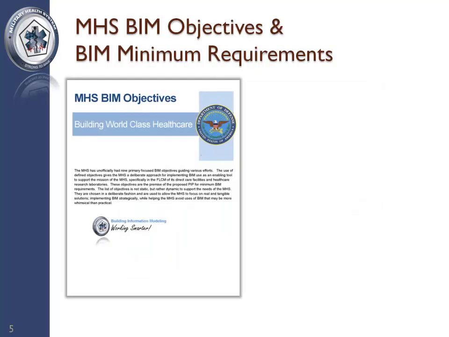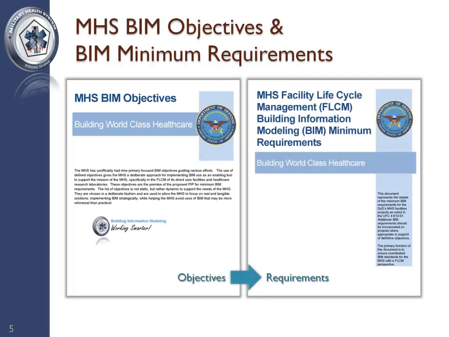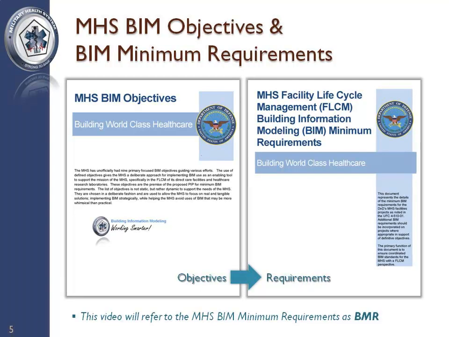The UFC BIM chapter describes these objectives and their relation to the MHS BIM minimum requirements. The MHS BIM minimum requirements provide explicit instructions regarding usage of BIM on the project and will guide PxP development. In this video, the MHS BIM minimum requirements will be abbreviated as BMR.